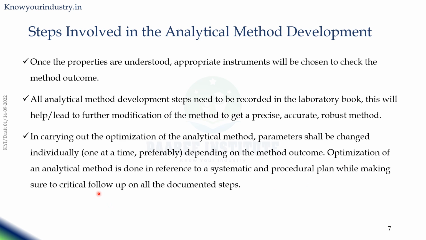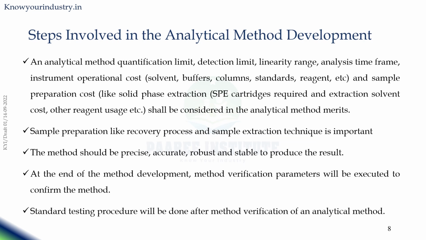The optimization of an analytical method is done in reference to a systematic and procedural plan, while making sure that critical follow-up on all the documented steps has been carried out. So when you do the optimization, it should be a systematic and procedural plan, and you should follow the documented steps properly so that you will get appropriate and better results each and every time you optimize the parameters.